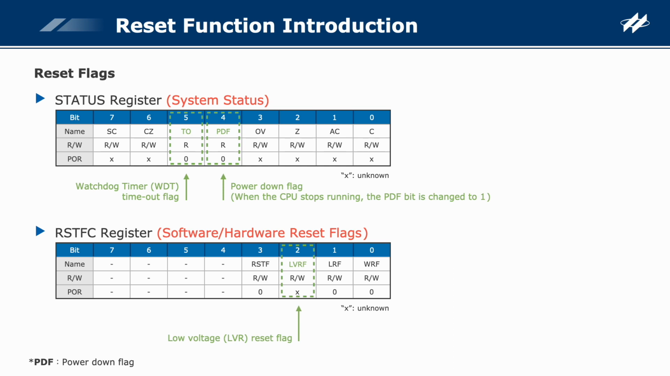The software reset flags are related to the RSTF, LRF, and WRF bits in the RSTFC register. The RSTC register software reset flag is known as the RSTF bit. The LVRC register software reset flag is known as the LRF bit. The WDTC register software reset flag is known as the WRF bit. When a reset occurs, the relevant flags will be changed, which will be explained later.